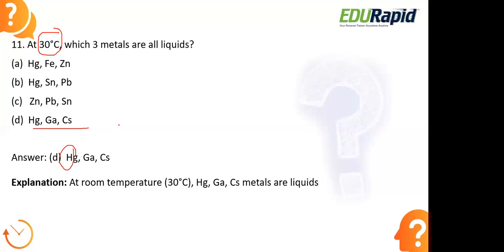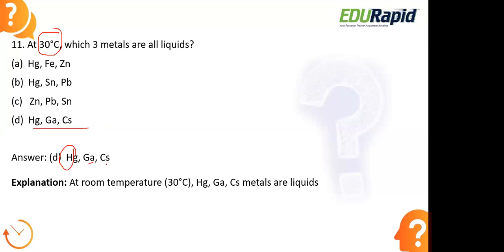Because in mercury, all the molecules are joined with weaker bonds. The bonds between them are comparatively much weaker when we compare with those of the rest of the metals. So that is available in liquid form naturally at room temperature.